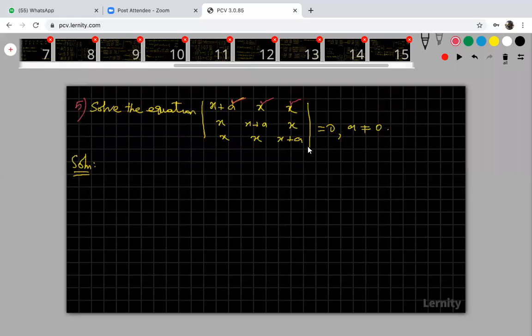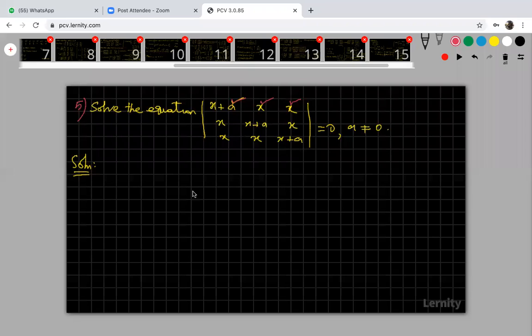x plus a is equal to 0, a not equal to 0. Solve the equations means you have to find out the value of x. For what value of x does this determinant value equal 0? That is what we are going to find out. We are going to find out the value of x. So first of all, simplify this.